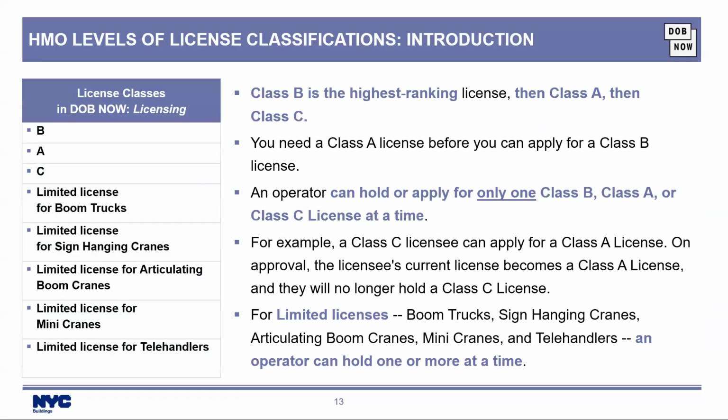Let's talk briefly about the HMO license classification and the different levels of license classifications. Class B is the highest ranking license, then Class A, then Class C. You must have a Class A license before you can apply for a Class B license. The system will actually stop you if you do not have it. An operator can hold or apply for only one Class B, Class A, or Class C license at a time. For example, a Class C licensee can apply for a Class A license. On approval, the licensee's current license will become a Class A license, and they will no longer hold a Class C license.